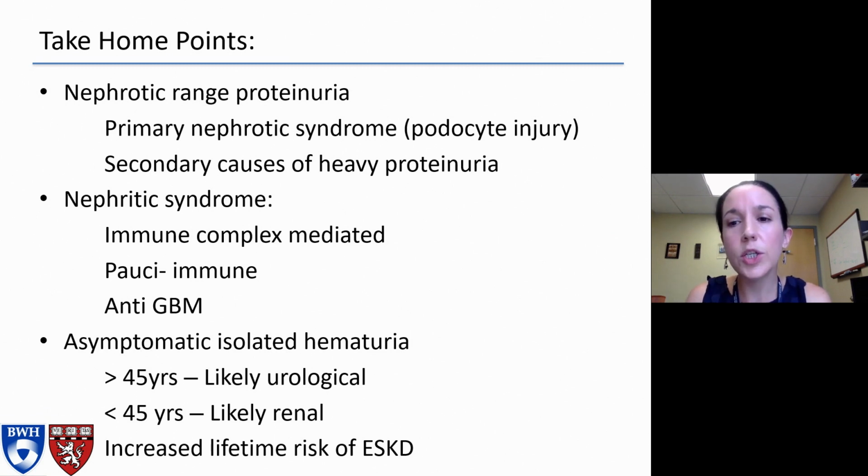And then we didn't get into asymptomatic isolated hematuria, but the one point I would like to make about this is that if patients are over 45, about 20% of them will have a urological diagnosis. All patients who are identified to have asymptomatic hematuria should have a urological workup, but if you're over 45, it's much more likely you'll find something in that. Whereas if patients are under 45, it's far more likely that there's a primary renal condition, and this is associated with an increased lifetime risk of end-stage kidney disease, so they should have monitoring.